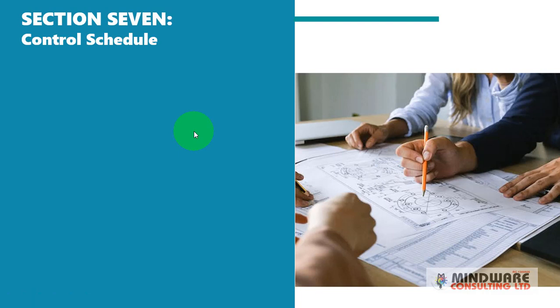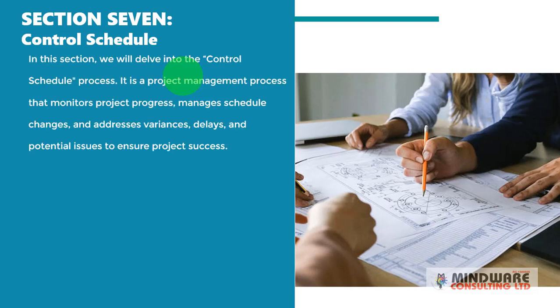Welcome to section 7. Now this is the last section in this particular module, module 6, week 6 of our project management professional training program. So far we've been talking about project schedule management. We've looked at all the critical processes that are involved in this knowledge area, and we've come to the last process, which is control schedule.